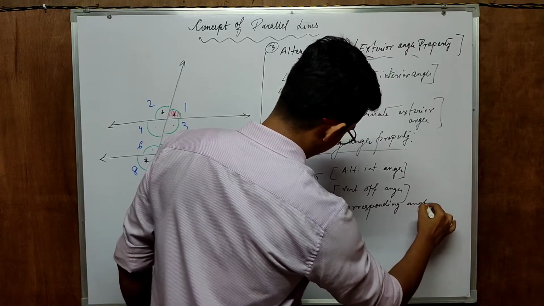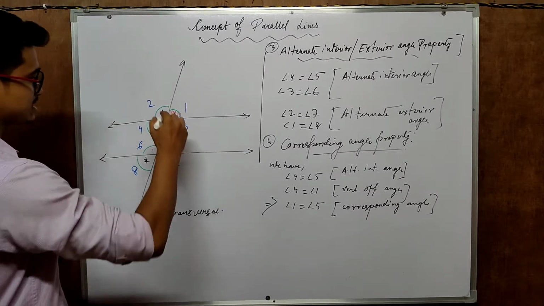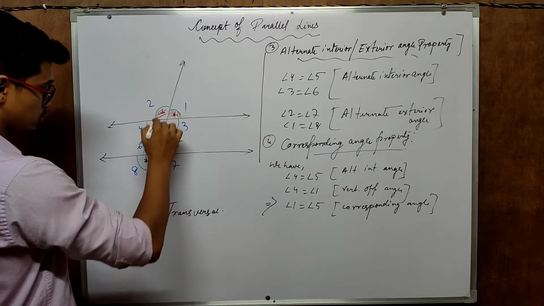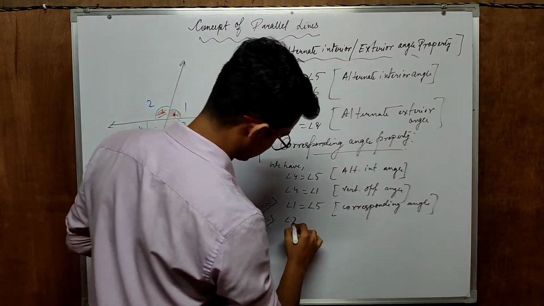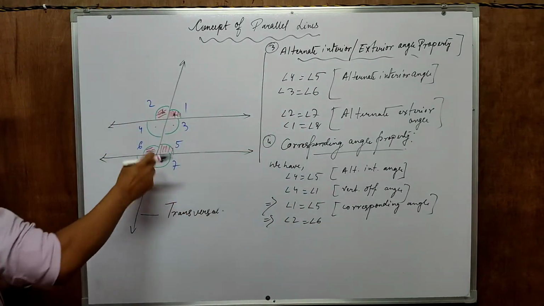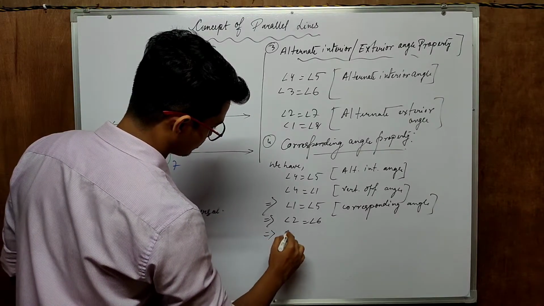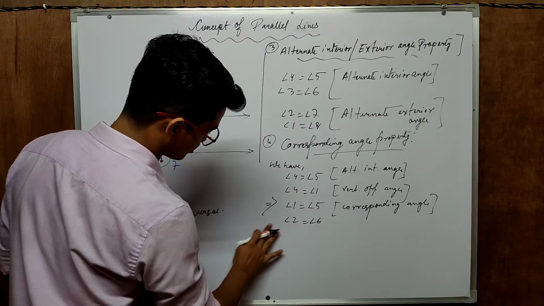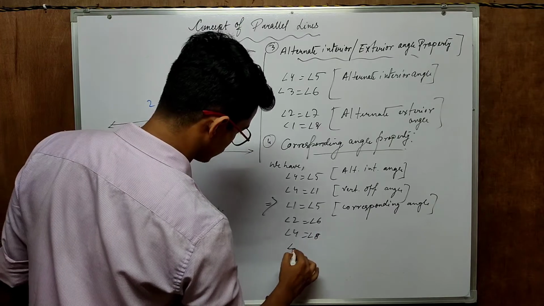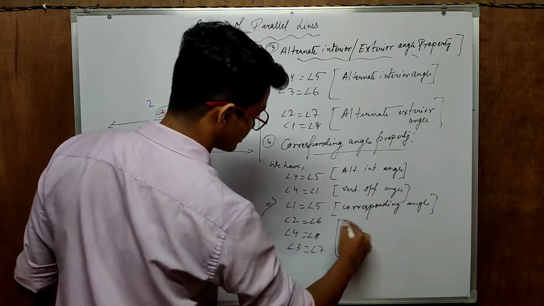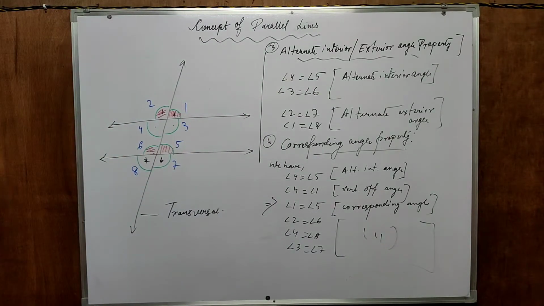Corresponding angle. And the same process will repeat for the rest of the angles. So let's say angle 2 is equal to angle 6, and then which one remains? Angle 4 is equal to angle 8, and angle 3 is equal to angle 7. All these cases are occurring because of corresponding angle. That is the fourth property.